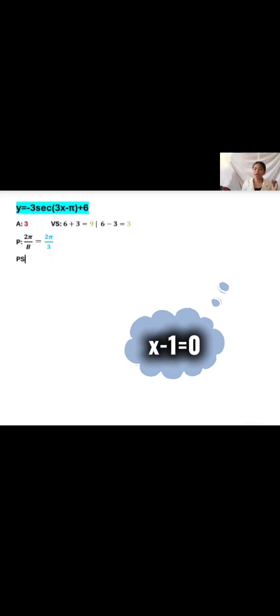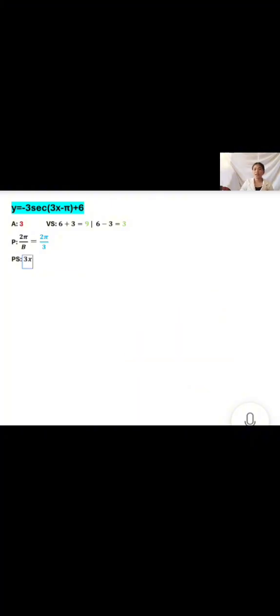Next, the phase shift is the one inside the parenthesis. Its formula is like x minus 1 equals 0. Inside the parenthesis is 3x minus pi, so let's make it 3x minus pi equals 0. We divide both sides and get the answer, which is pi over 3.